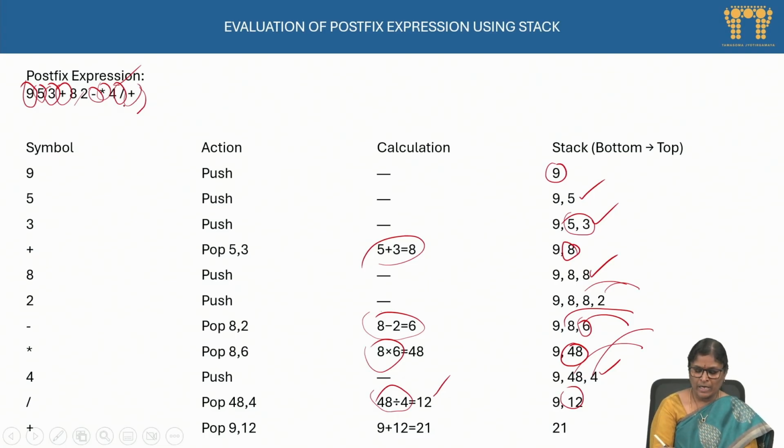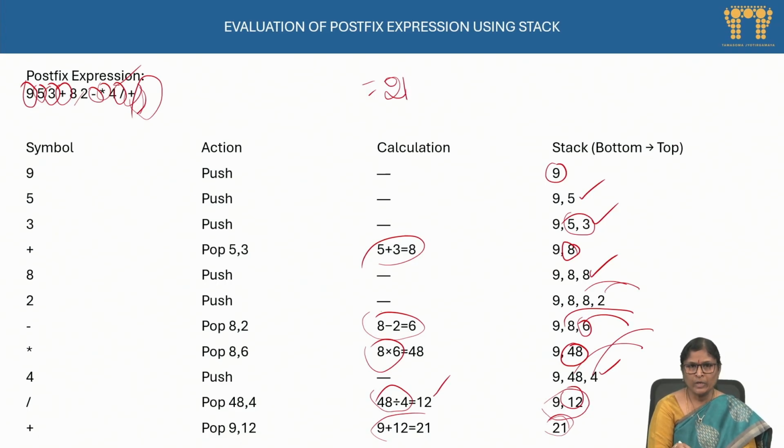Next symbol is addition, an operator. So again 9 and 12: you pop them, perform the addition and push back the result onto the top of the stack. And the last symbol scanned is a right parenthesis. Whenever a right parenthesis is encountered, that is the end of scanning the postfix expression. So the value on the top of the stack is nothing but the answer generated for the given postfix expression.